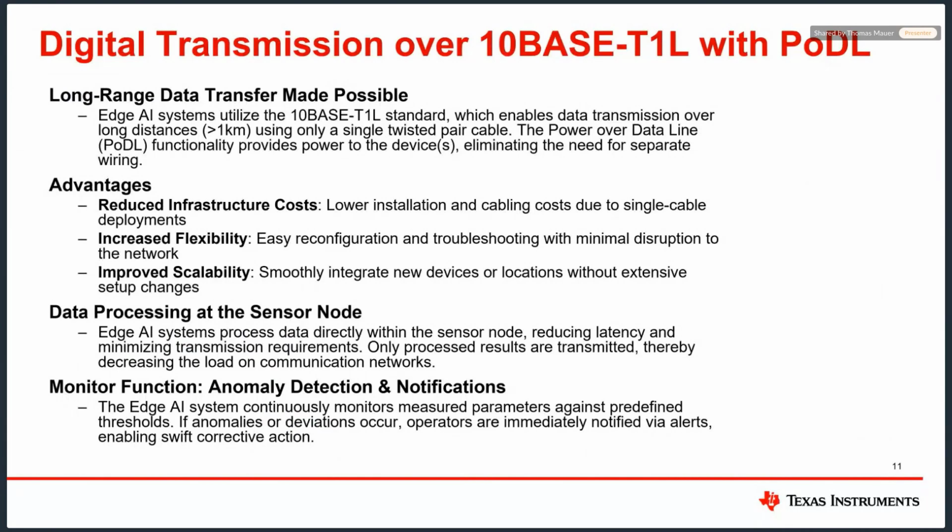Typically, when you are using 100 megabit or a gigabit, you have 4 wires or 8 wires. So there could be more problems when you install such systems. It also has improved scalability, so you can easily integrate new devices or add new locations without extensive setup changes.